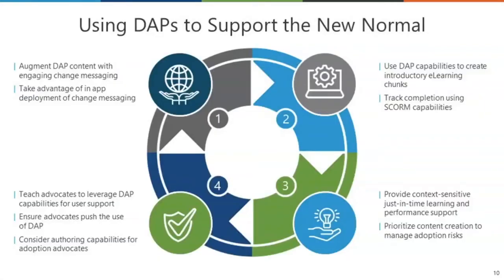And as we look at DAPs and how they can support that new normal, there's a really nice fit. So change messaging, we can augment anything with messages from the DAP to get people's attention and take advantage of that in-app deployment of the change messaging. When we get to creating that introductory learning, that macro learning, obviously these DAPs have a lot of abilities to create e-learning chunks, and the completion of that can often be tracked using SCORM. Of course, we've got context-sensitive, just-in-time learning and performance support that's available to give those micro-learning bits.